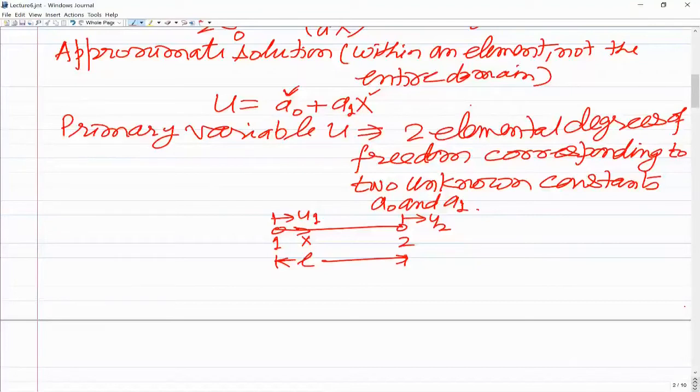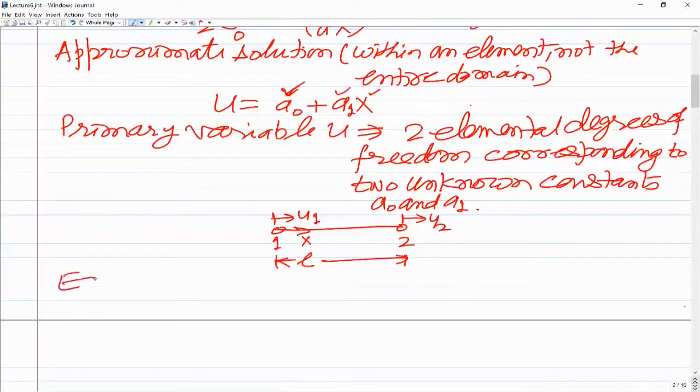What we are having here is a linear element where the displacement within the element is a linear function of capital X. So when we take a quadratic term also, that is known as the quadratic element. So we will be talking about that also. So now the next step in the finite element formulation is that we express the unknown constants, this a0 and a1, in terms of the values of variable u at node 1 and 2.